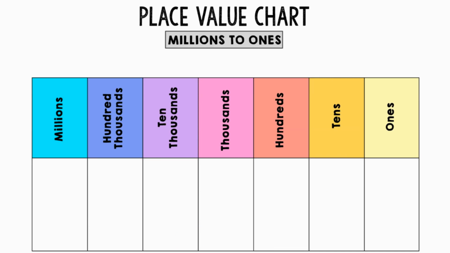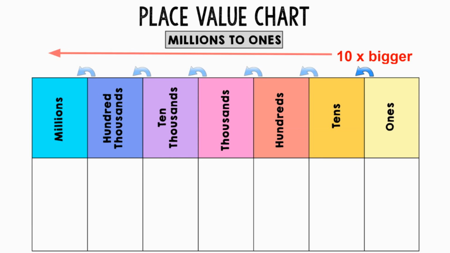If we zoom in on the chart a little bigger, I just want to point out that we spent a lot of time talking about powers of 10 and place value. So for example, the tens place is 10 times bigger than the ones place. And that keeps going as we move towards the left. Each place to the left is 10 times bigger than the place to its right. So the hundreds place is 10 times bigger than the tens place. The thousands place is 10 times bigger than the hundreds place, and so on.